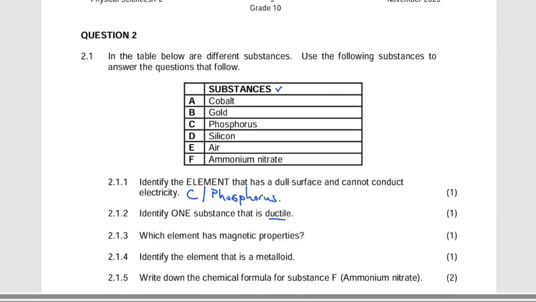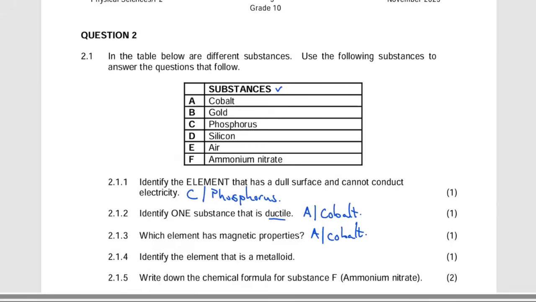So in terms of this here, we're going to have our option A, which is our cobalt. Then 2.1.3 reads, which element has magnetic properties? So which one can be attracted by a magnet? Again, from that list, I'm going to go with A, or cobalt. So our option A is going to be our cobalt.